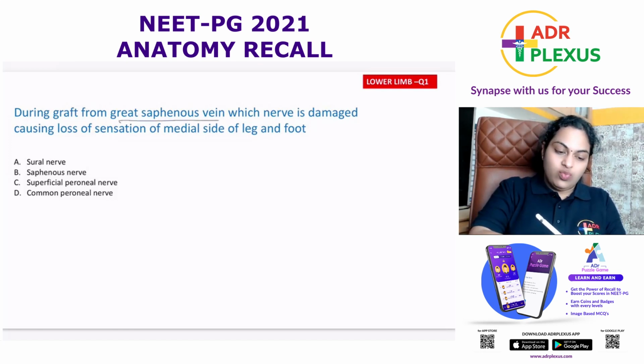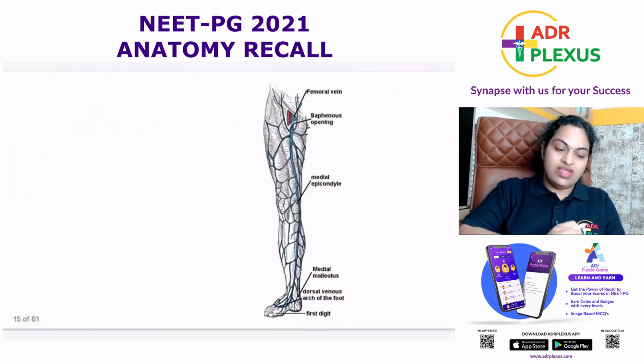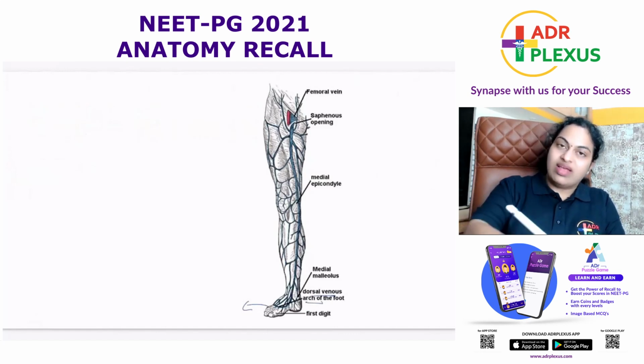So great saphenous vein, you should know the nerve accompanying it, and you should be sure which side of the leg and foot it's going to supply. Okay, so saphenous nerve. You'll see the explanation. So this is the dorsum of the foot. You see the dorsal venous arch here. The medial end of the dorsal venous arch is going to continue as great saphenous vein. So you can see the great saphenous vein here.